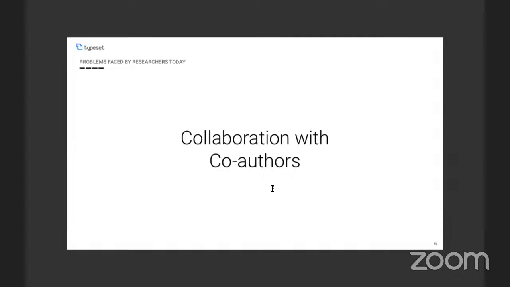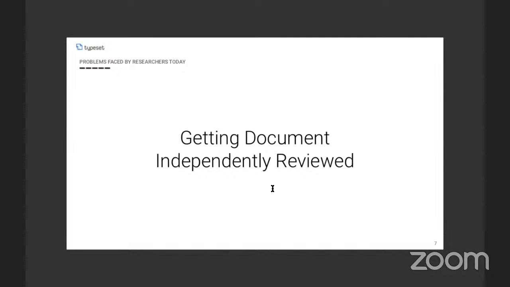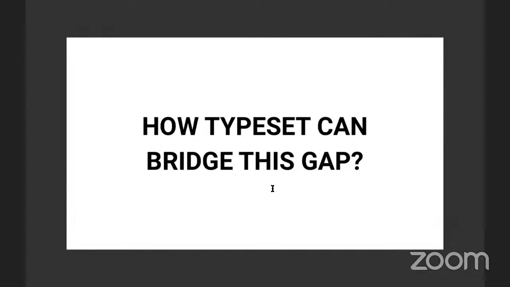Now, most of the collaboration that happens today either happens offline, or you might do it online via emails, where you exchange a lot of emails to come to a conclusion, or probably you might do collaboration on MS Word. Getting a document independently reviewed, whether by your guide or by an expert who is helping you with your research article, is also one of the most difficult tasks, because you might send them an email and they will take their own time to have a look at it and then come back to you with their inputs. Now, how can Typeset bridge this gap?